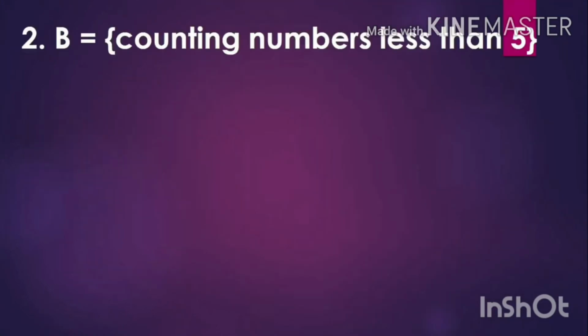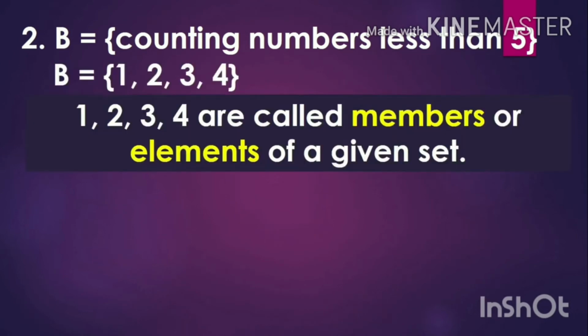Example number 2. Set B is a set of counting numbers less than 5. Take note the word less than. We are talking those counting numbers with less value than 5. So what are those? Set B with an element of 1, 2, 3, 4. So 1, 2, 3, and 4 are the members or elements of set B.